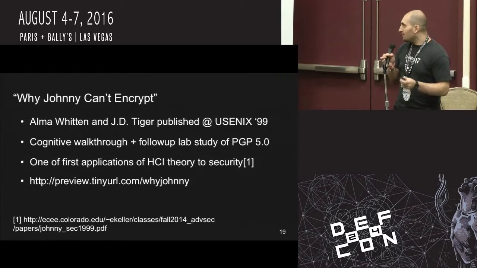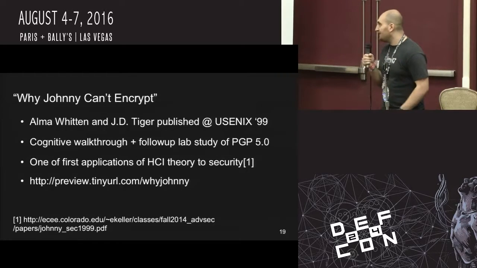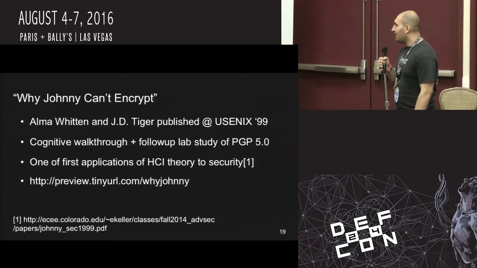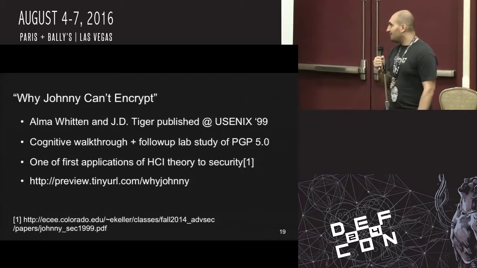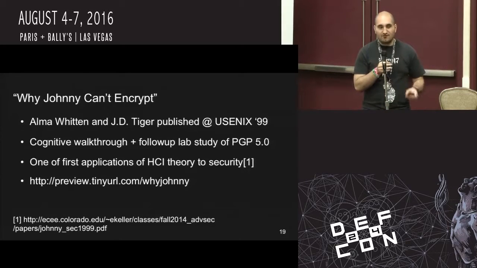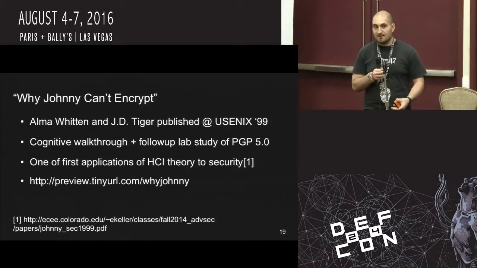And there was this relatively old paper called Why Johnny Can't Encrypt that was put out by Alma Whitten and J.D. Tygar back in 1999. And basically it was one of the first times that we said, hey, why don't we take this theory from HCI, human-computer interaction, which is an academic stream of research, and let's apply it to a security tool and see what pops out.